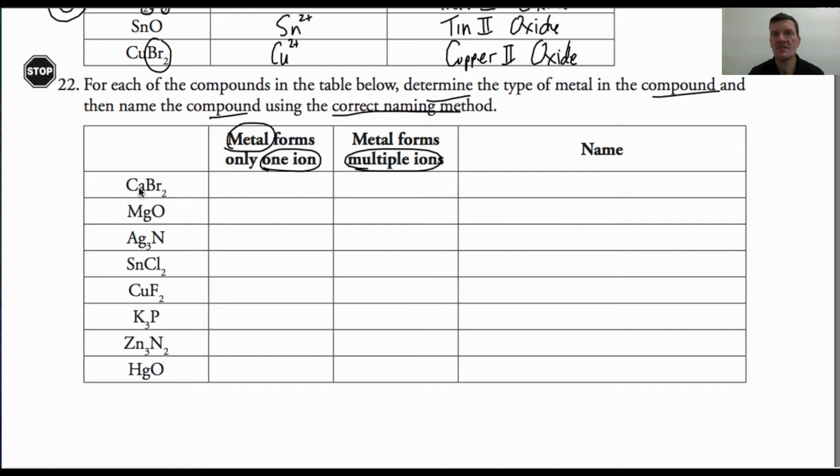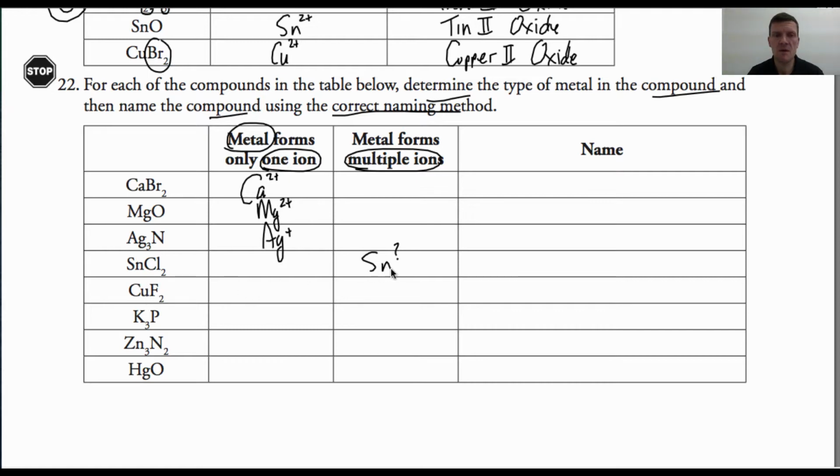Calcium, I know, I've memorized it, it's a +2. So metal forms only one ion, yes, it is calcium 2+. Let's just go through all the metals first and then we'll name it. Magnesium, yes, I know that magnesium is in group 2. Silver, yes, I know that silver, I've memorized that, it is always a +1. Tin, nope, that's not one of the ones I memorized. So tin is going to be multiple. I don't know what its charge is. I'm going to figure it out in a second, but it could be multiple options.